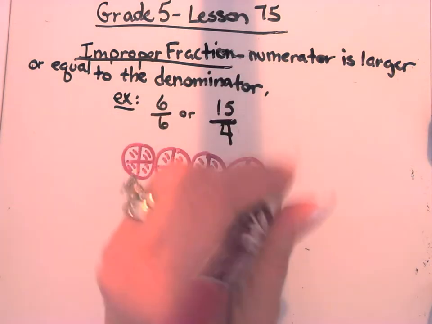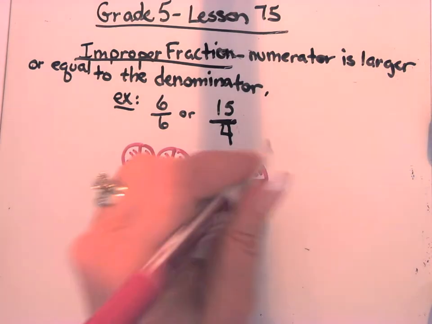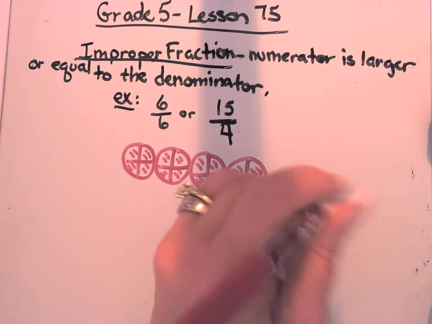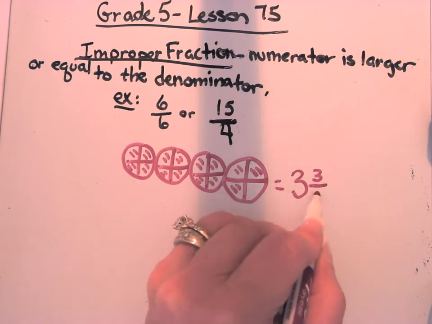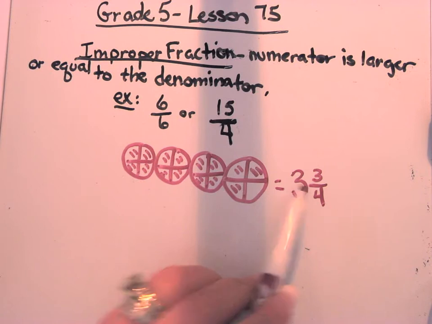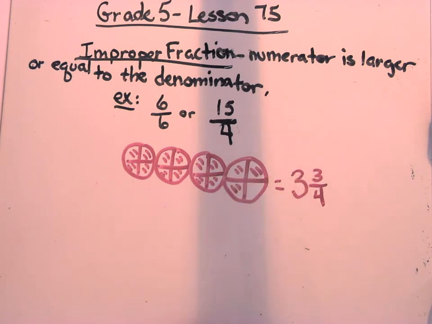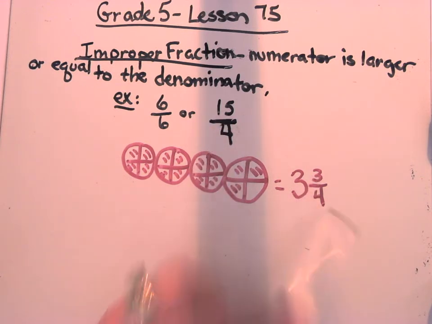To make it a mixed number, I have 3 complete pies, and then I have 3 pieces out of the 4 pieces in that 4th pie. So we have 3 complete pies with 3 pieces out of the 4 pieces in the last pie. We would change 15/4 into 3 3/4. We can do that by showing a picture if we need to.